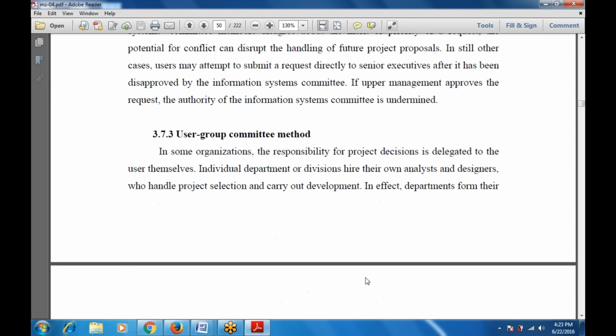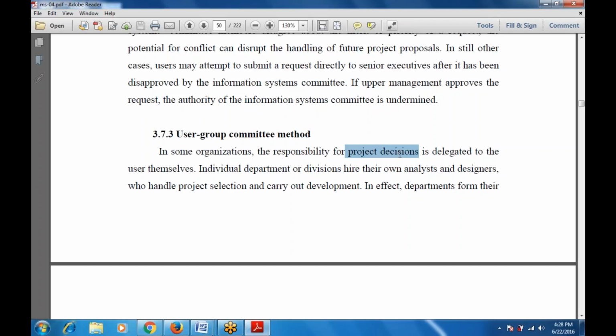Then the third one is the user group committee method. Next method is the user group committee method. That means multiple users can form a group, a committee, and they decide whether to proceed with the system, or whether to proceed with the components of a system or not. That is the user group committee method.